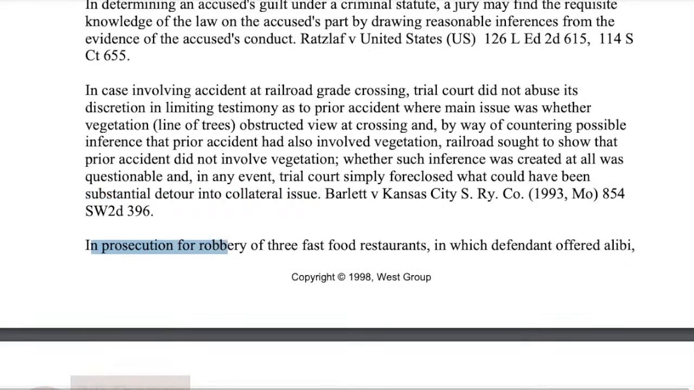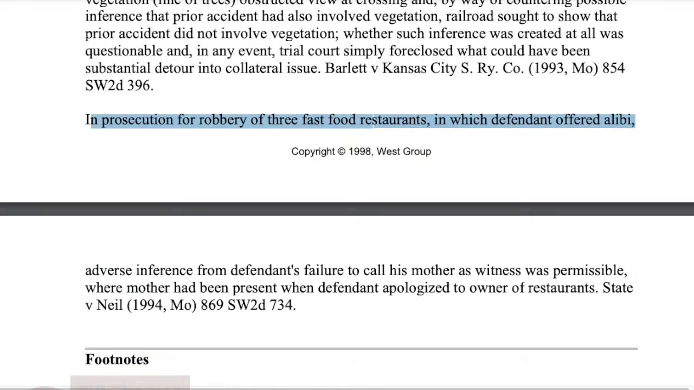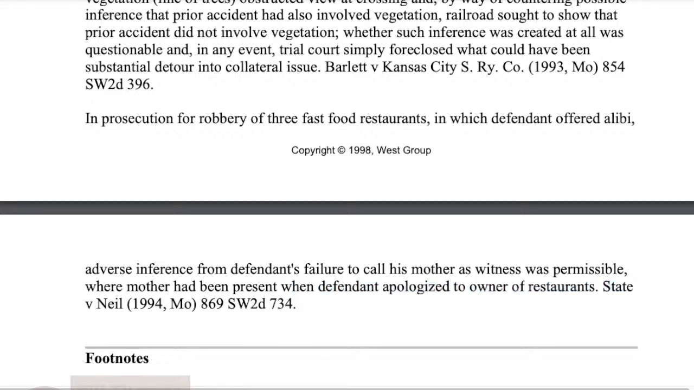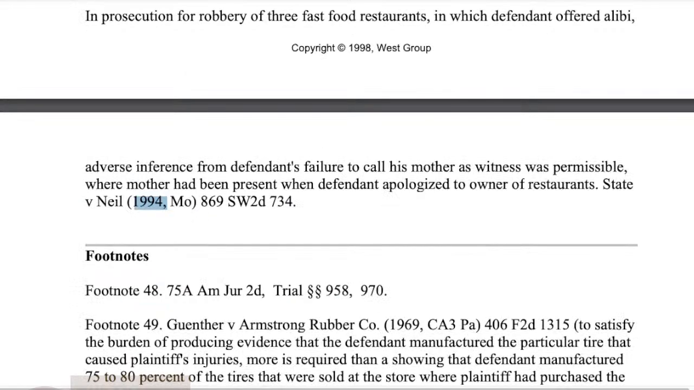A prosecution for robbery of 3 fast food restaurants in which the defendant offered an alibi. An adverse inference from the defendant's failure to call his mother as a witness was permissible, where the mother had been present when the defendant apologized to the owner of the restaurants. Oh my God. I thought your mother couldn't be your witness for an alibi in court. 1994. Now that was funny.